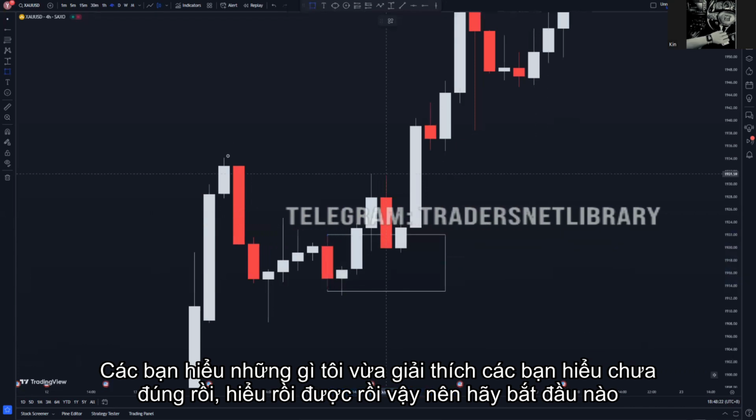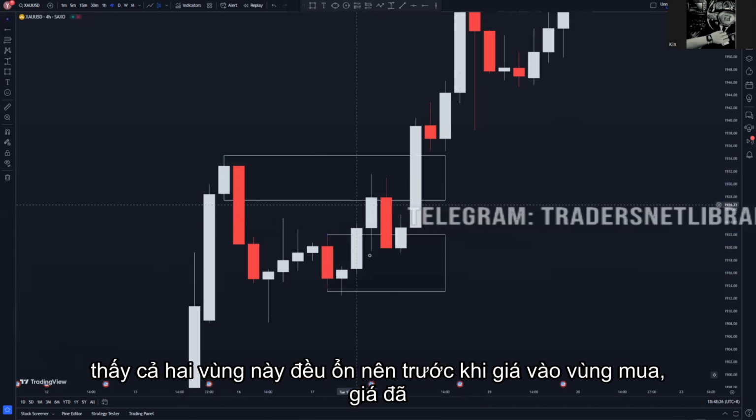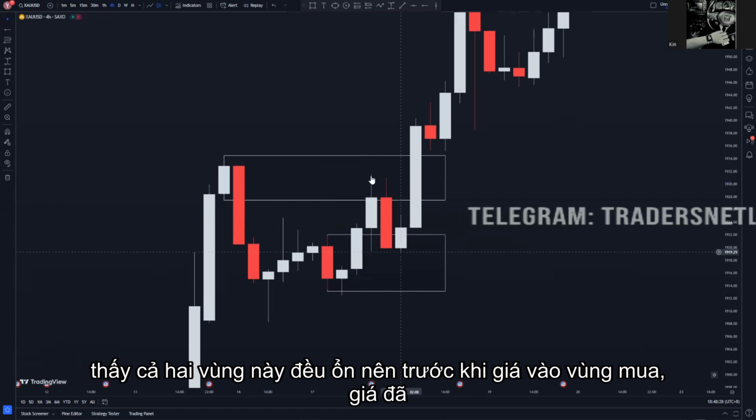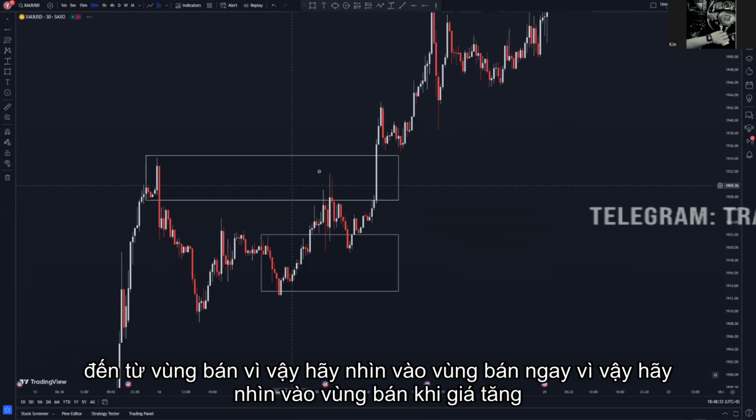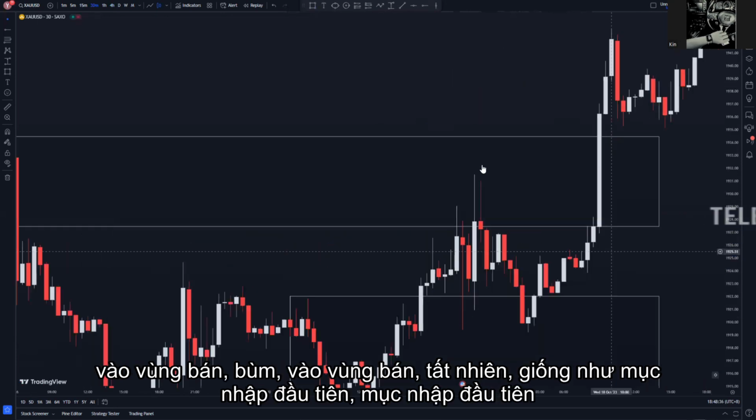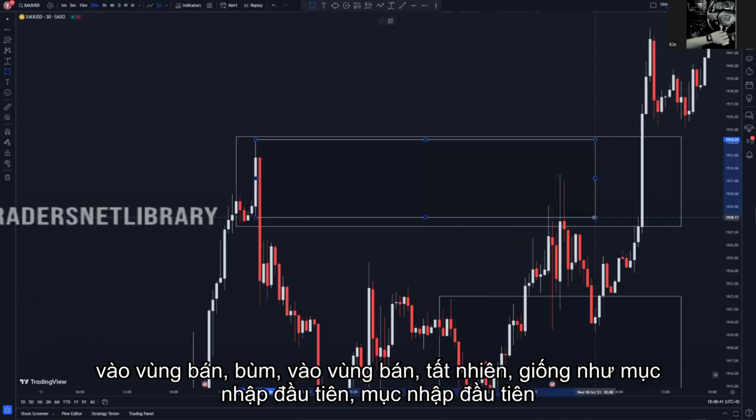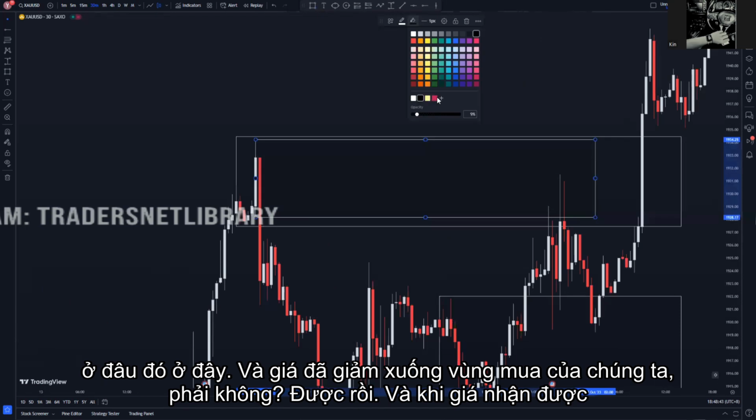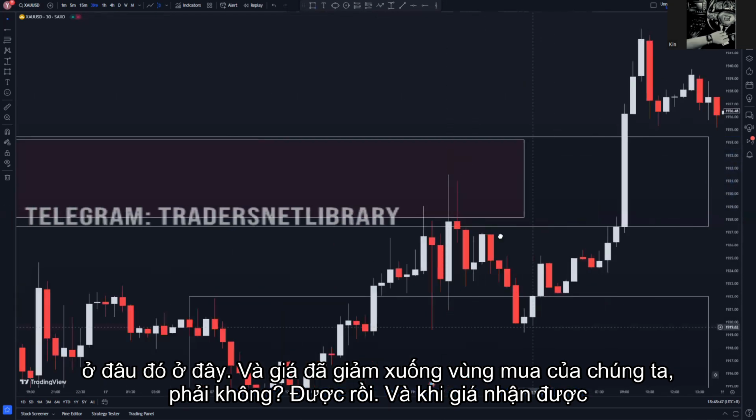Yes, makes sense. Okay, so let's look at both of these zones. Before the price got into the buy zone, the price was coming from the sell zone. So look at the sell zone. When the price got into the sell zone, boom, of course, the first entry is somewhere over here, and the price went down to our buy zone, right?